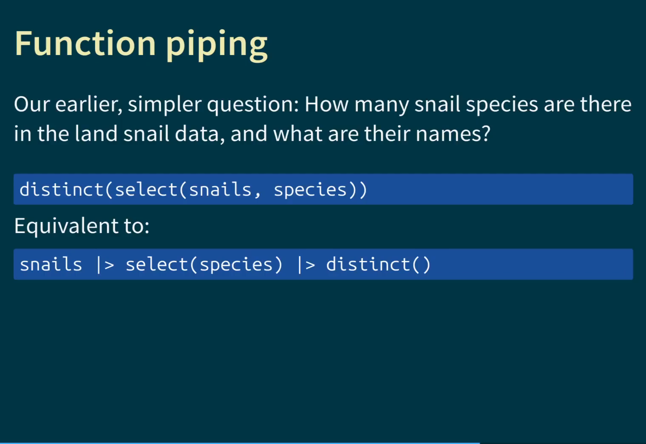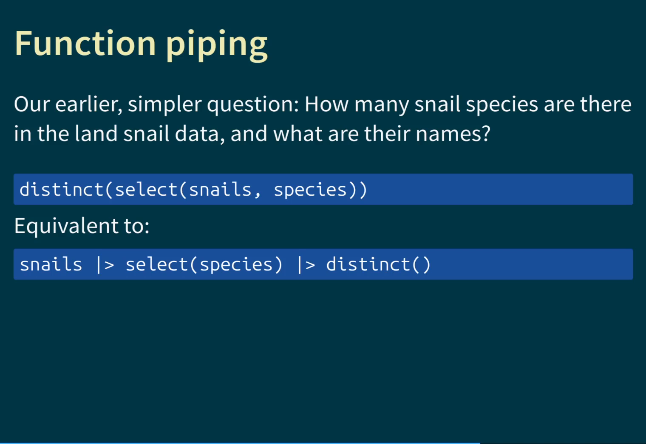As another example, let us take a look at the simpler problem that we began with today, namely how many snail species there are in the land snail dataset and what their names are, but without attaching the genus names and sorting them alphabetically. So we know the solution was to first select the species column from the snails dataset and then deduplicate the rows using the distinct function. We can rewrite this in the way that you can see on the slide, by starting with the snails dataset, piping that into selecting species, and then finally piping that into distinct.